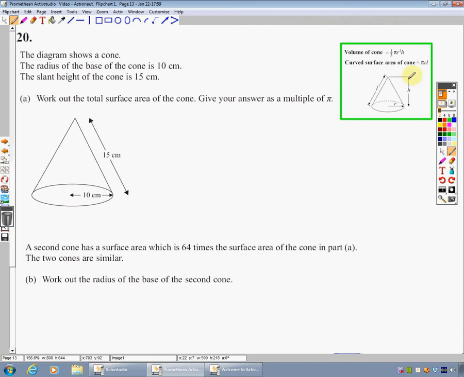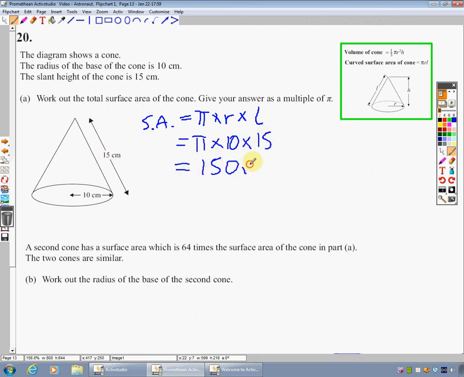Work out the total surface area of the cone, give your answer as a multiple of pi. Great, surface area. I'm talking about a slanted side. So that's going to be surface area equals pi times the radius times the slanted height. Well, it says L, slanted height. That's going to be pi times my radius, which is 10, times my slant, which is 15. So that's going to be 150 pi centimetres squared. Don't forget, with surface area we're talking centimetres squared, don't forget that.